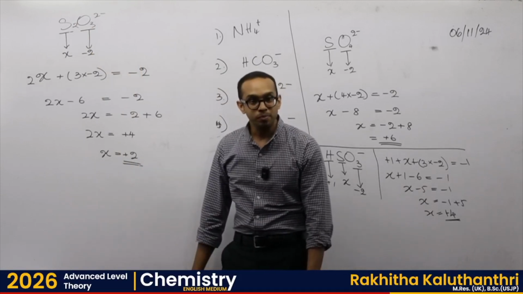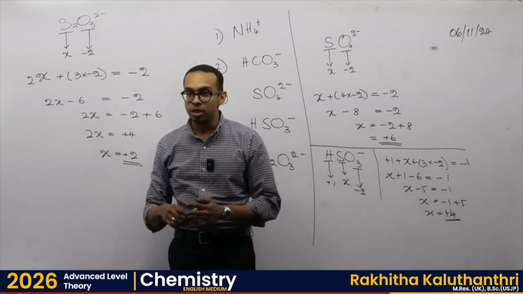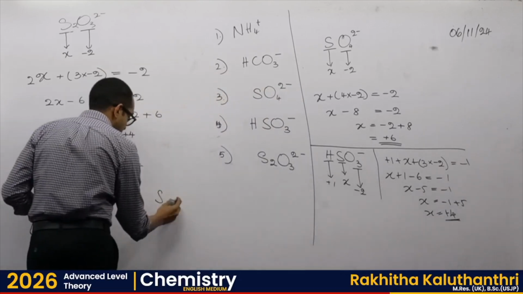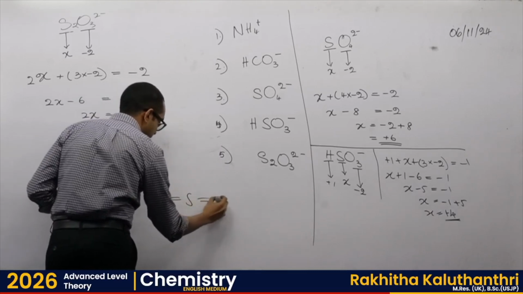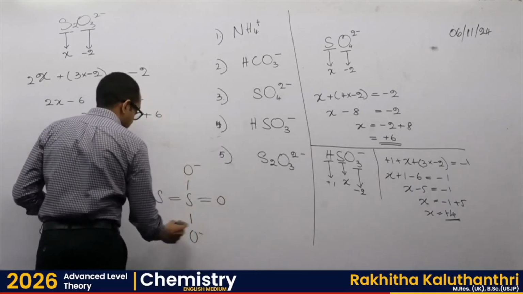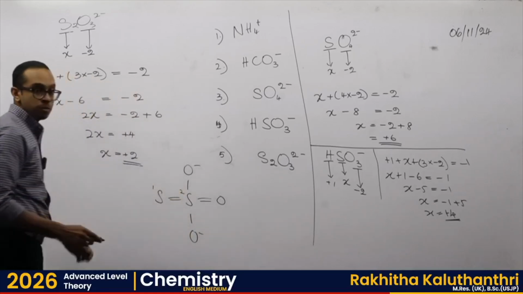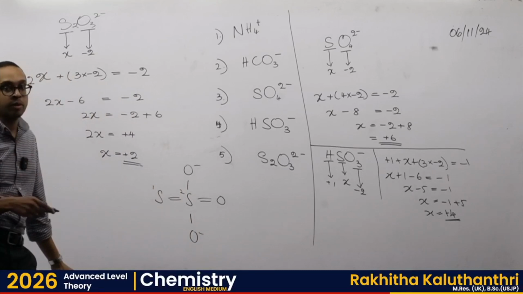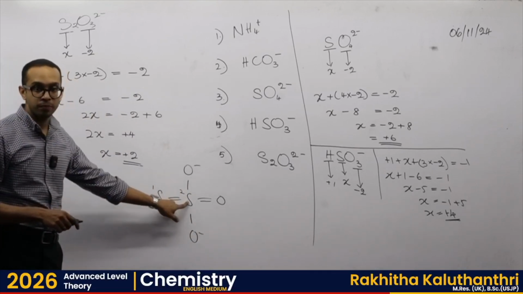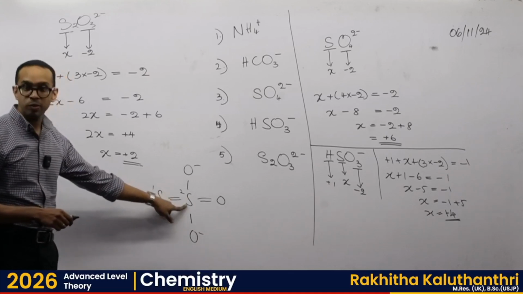Is that clear? Sometimes they give you the structure and they label the atoms. Like they say sulfur here, this sulfur and this oxygen. Then they will label these sulfur atoms, they will call this sulfur 1, sulfur 2. They might ask you, in the structure questions you will come across those, what is the oxidation state of this sulfur and this sulfur. This sulfur is 0. Sulfur 1 is 0. Sulfur 2 is plus 4.